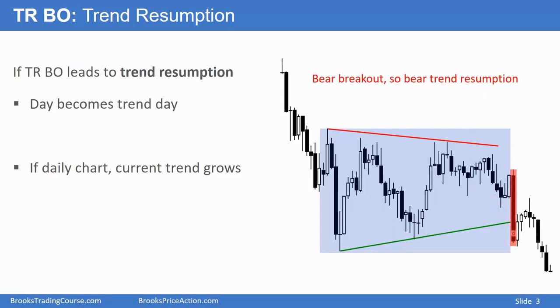Bear breakout of a triangle. Not great follow through, but we still got a second leg down. That is trend resumption. So a bear trend, a trading range, and now the bear trend is resuming down, continuing down.